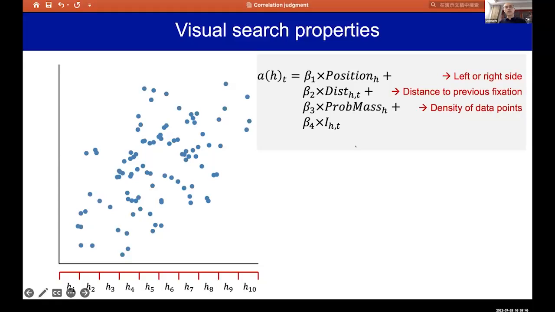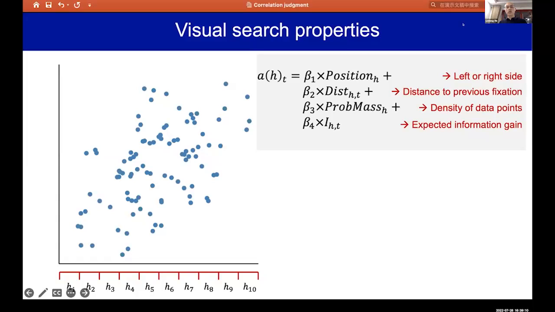The third one is pretty straightforward. It means the density of the data points in the graph. We generate all the data points from a standard normal distribution, so we can calculate the density of data points for each bin very simply. And the fourth variable is called expected information gain.